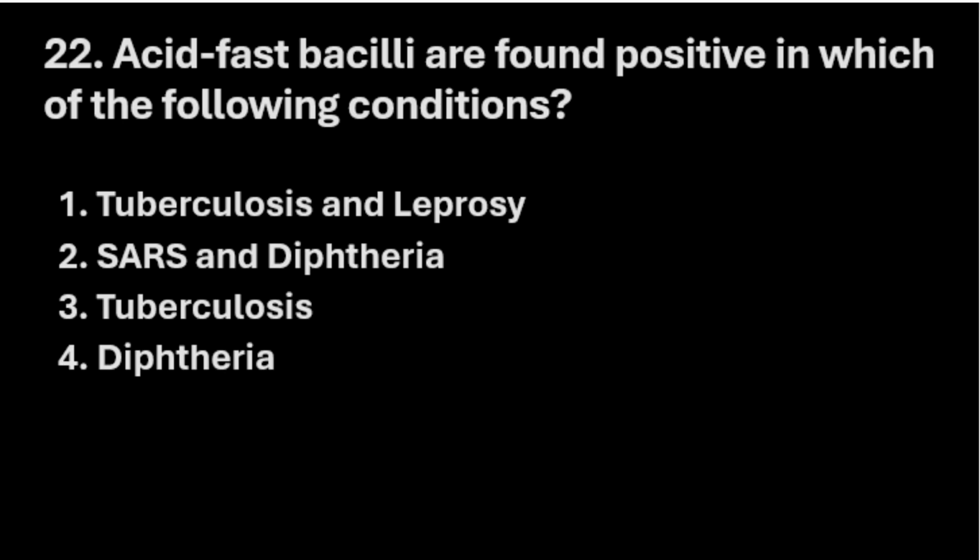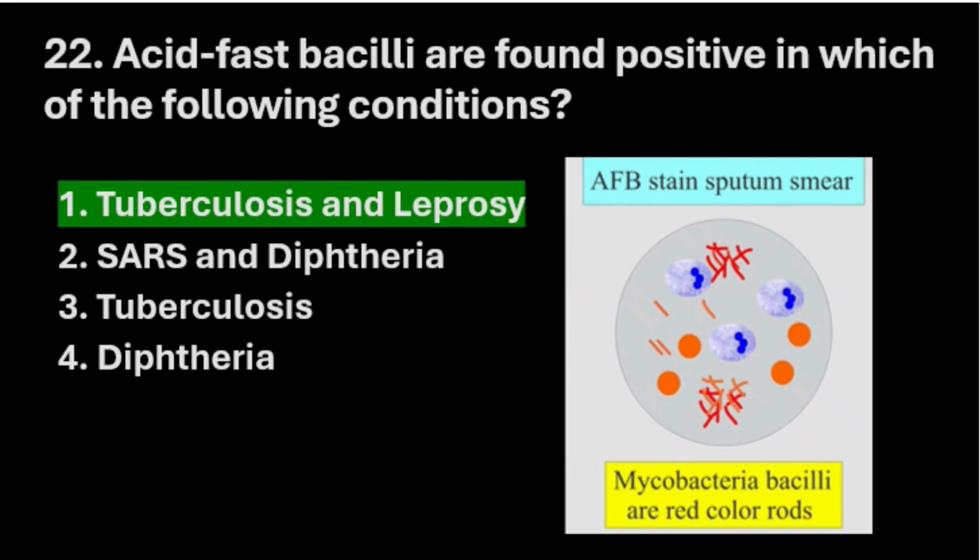disease. Next question. Acid-fast bacilli are found positive in which of the following conditions? Option 1, tuberculosis and leprosy. Option 2, SARS and diphtheria. Option 3, tuberculosis. Option 4 is diphtheria. The right answer here is option 1, tuberculosis and leprosy. AFB or acid-fast bacilli are found positive in tuberculosis and leprosy.